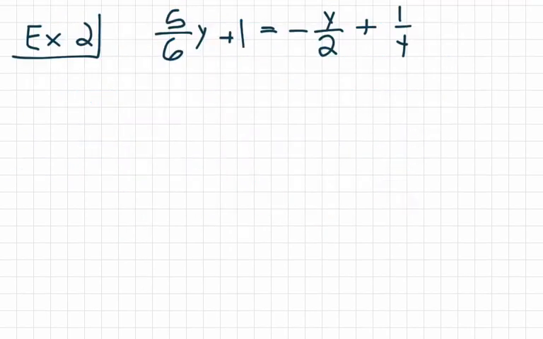Example 2. We have 5/6 y plus 1 is equal to negative y over 2 plus 1/4. Now, the thing that catches my eye about this problem is this negative y over 2. If you haven't seen a problem like that before, I just want to make sure that you understand that negative y over 2, and you don't have to write this down, is the same thing as negative 1/2 y, just written a different way.